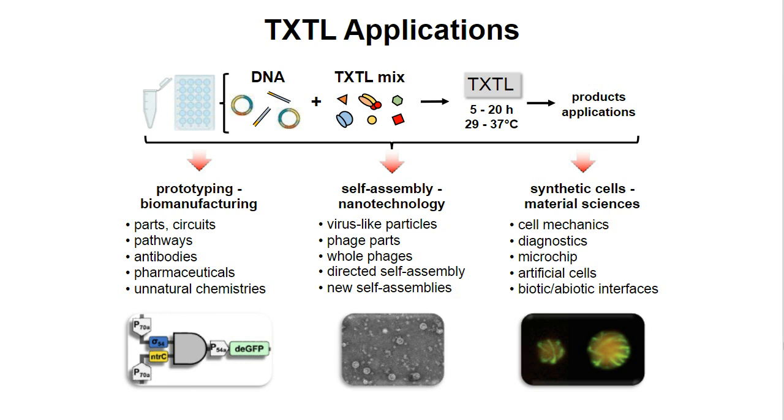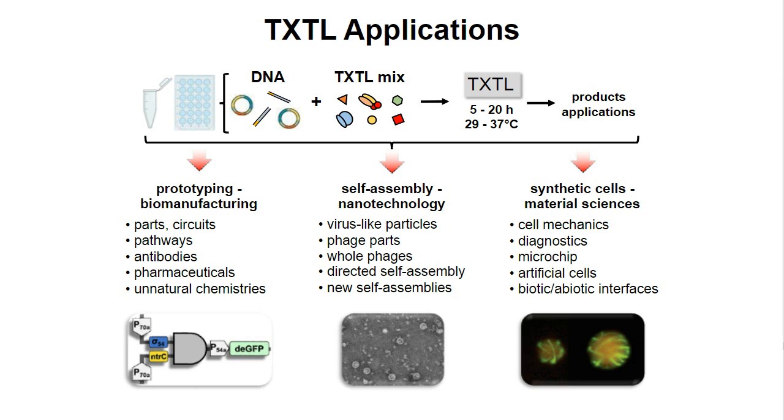What is the scope of application of cell-free gene expression? The first one is prototyping biomanufacturing. You can prototype and characterize DNAs very quickly in a TXTL system from parts to circuits. You can prototype enzymatic pathways. You can also biomanufacture. You can produce peptides or enzymes very quickly, like antibodies, pharmaceuticals, and you can also perform unnatural chemistries, like, for example, using a non-natural amino acid that you are going to insert into your product, a peptide or a protein.